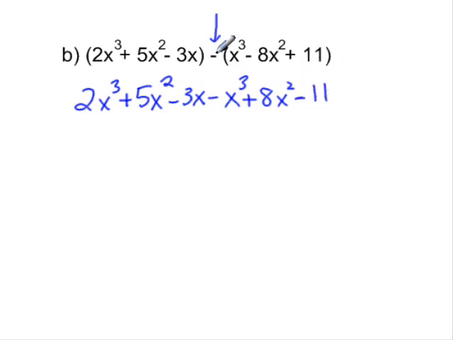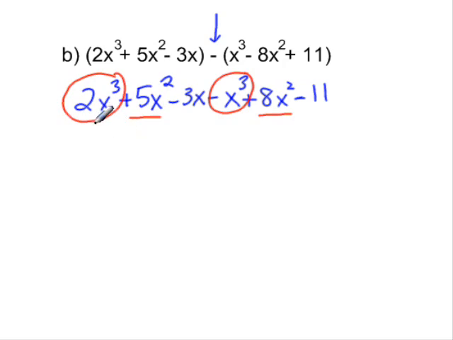So if you want to draw an arrow to your minus sign or circle it or go ahead and change the signs of everything behind it, you can, but you cannot forget that simple step. Let's go ahead and put together our like terms. We do have a cubed monomial here and here. We have a squared, and we have an x to the first and an 11, but those aren't like terms, so we're not going to worry about those just yet.